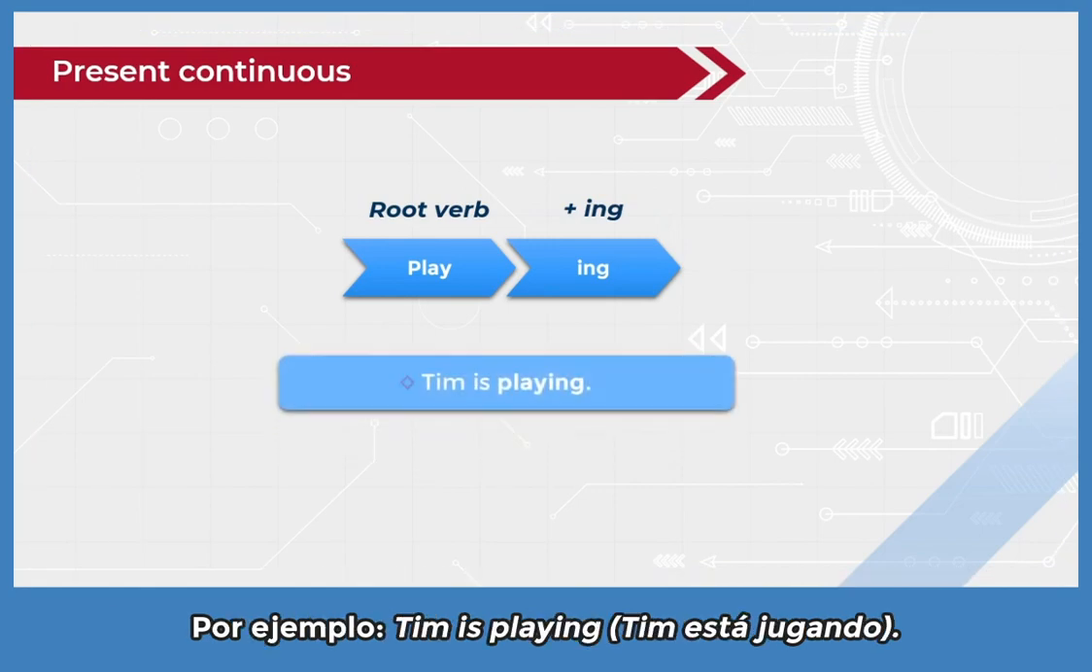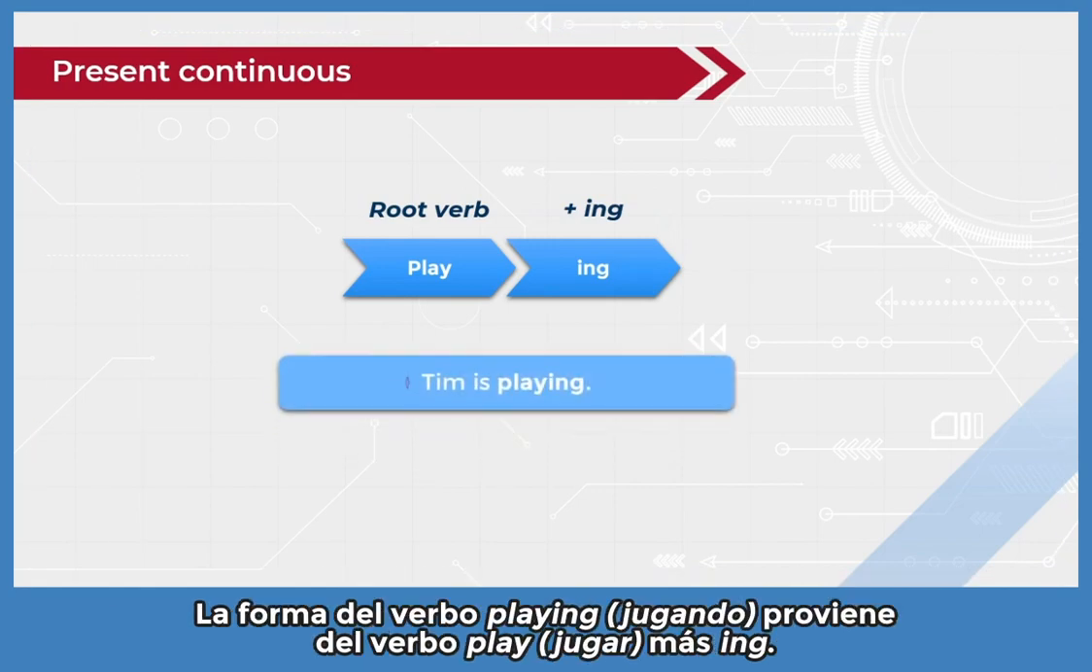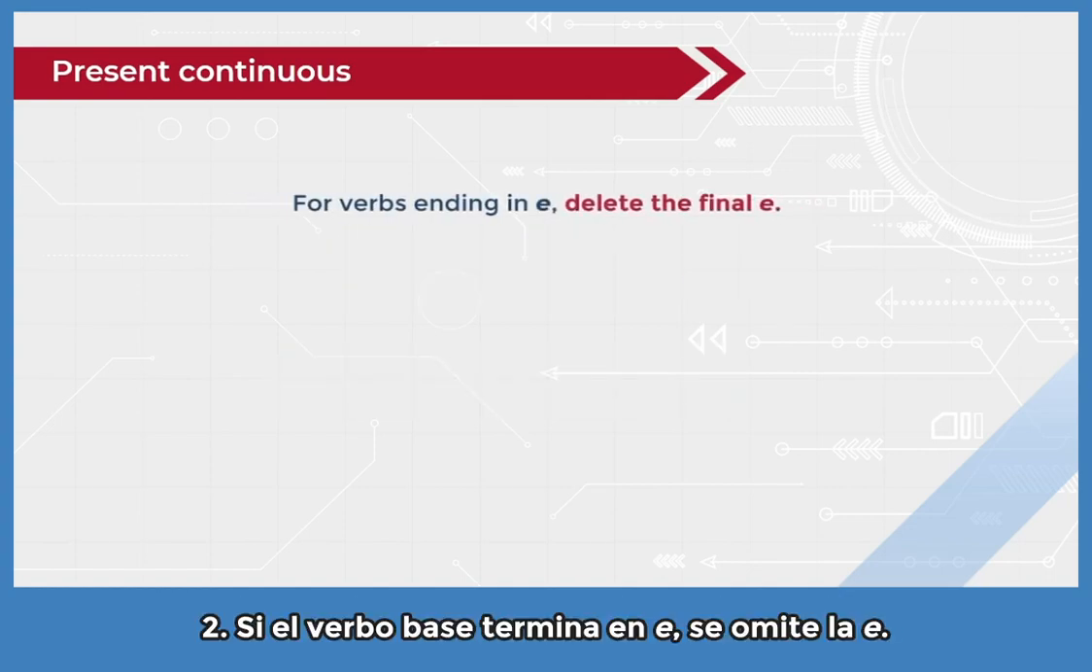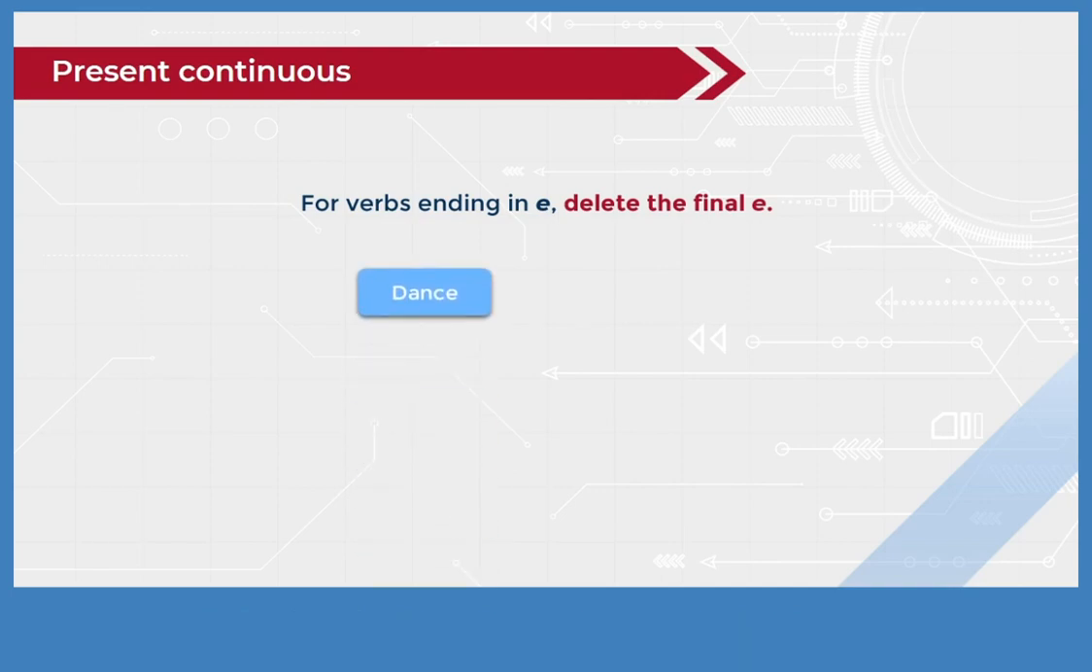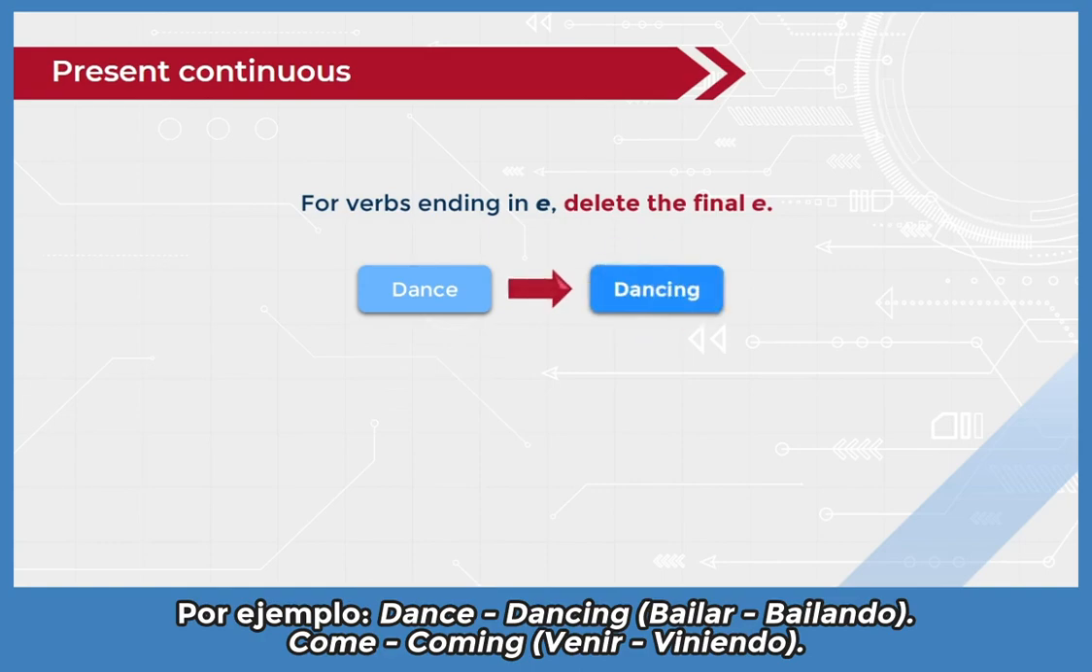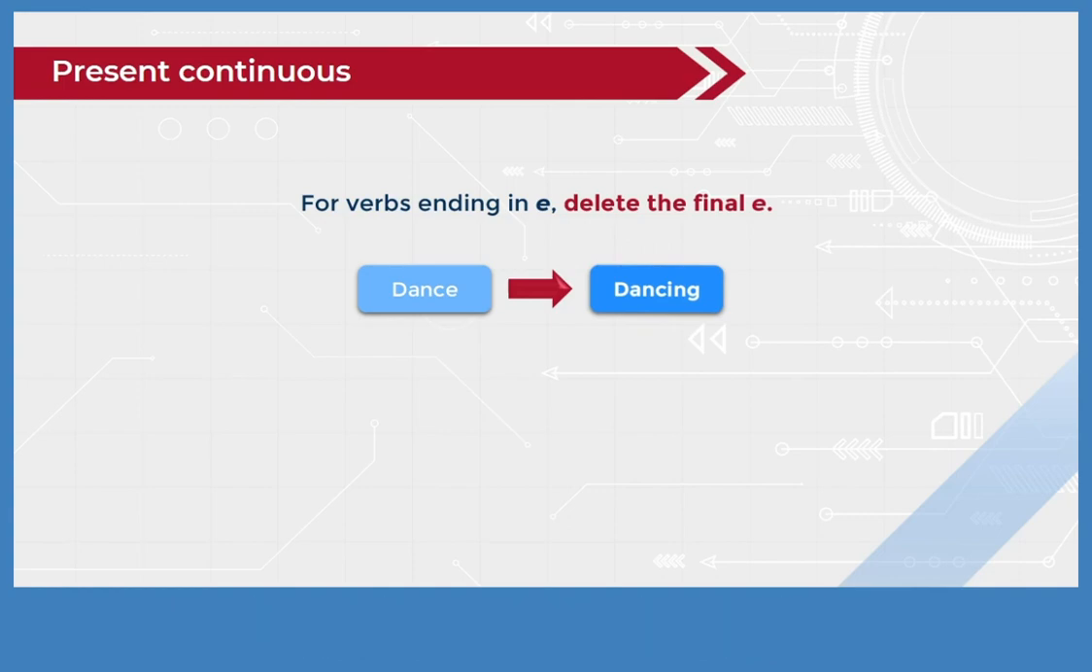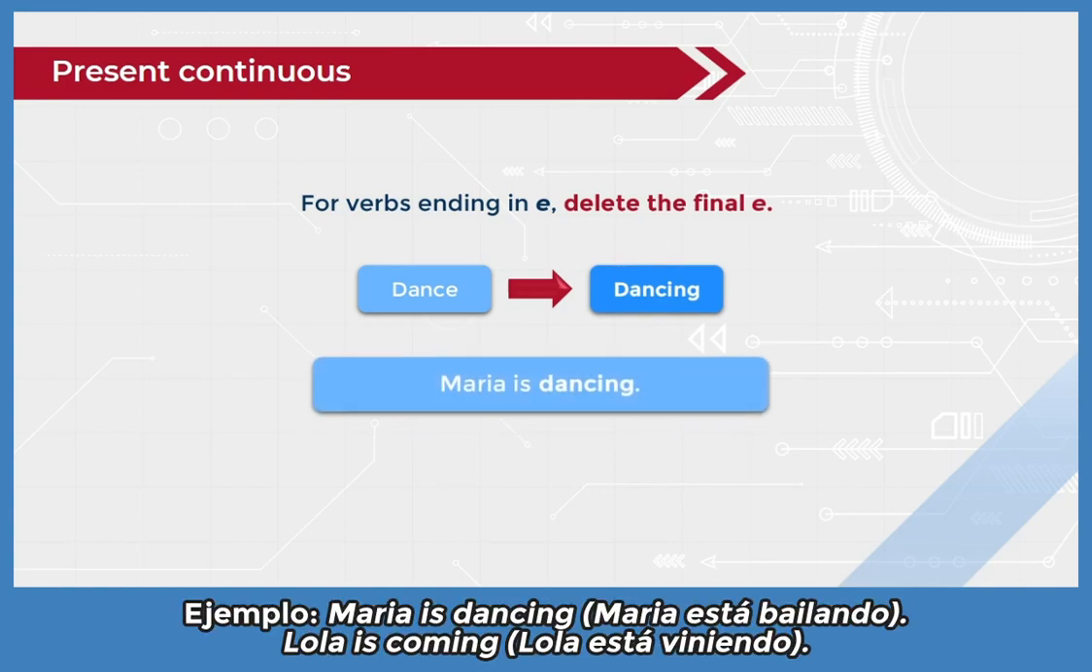For example, Tim is playing. The form of the verb playing comes from the verb play plus ing. 2. If the base verb ends in e, omit the e. For example, dance, dancing, come, coming. Example, Maria is dancing. Lola is coming.